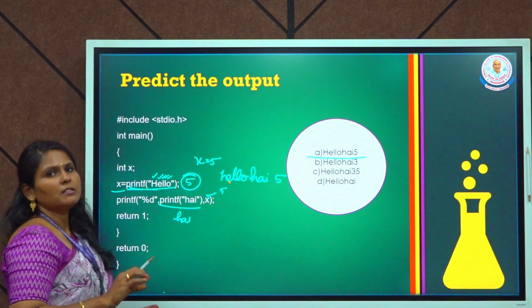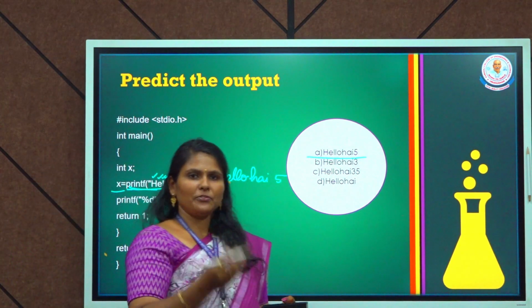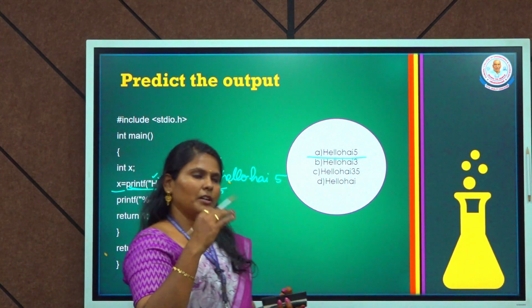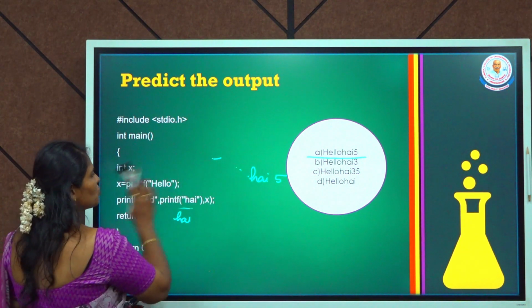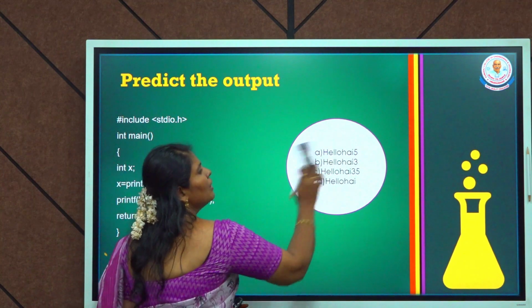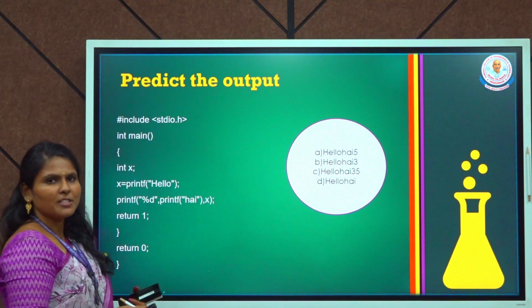So the basic thing you have to remember is that the printf function will return the number of characters, and scanf will return the number of inputs it is getting from the user. If you are clear about it, then you can solve these kinds of code snippets in an easier manner.